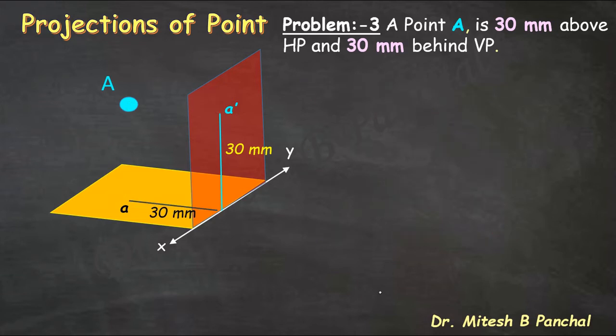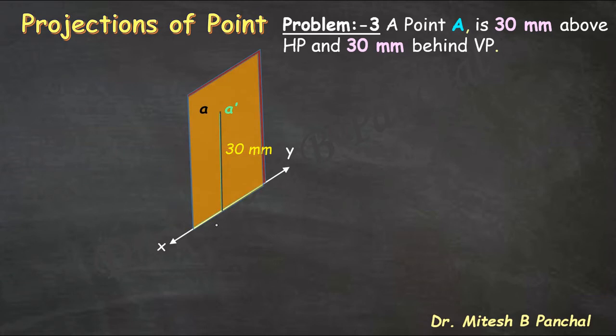Now when we consider the projection on same plane, that means we are keeping VP as it is and rotating HP by 90 degree in clockwise direction. The answer will be like this. Here point A is at same distance from HP and VP, so its projections a and A dash, top view and front view, are at same distance, that is 30 mm from XY line. And here point A is in second quadrant, so both the projections are above XY line.